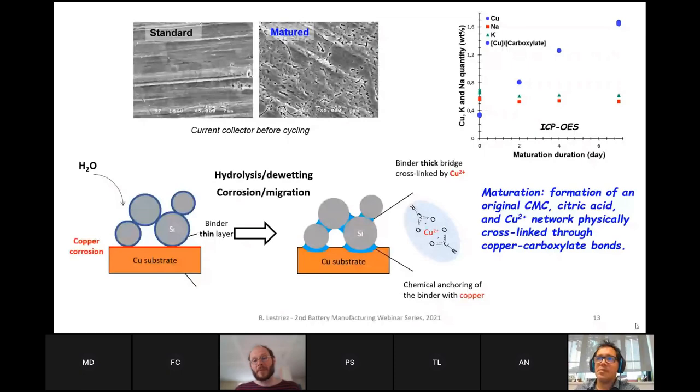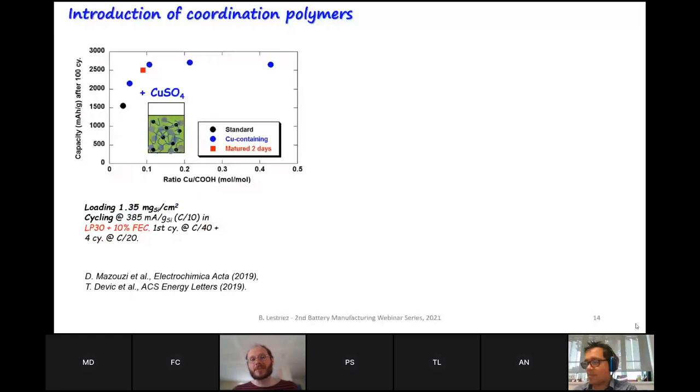Next, so we obtained evidence of this process simply by doing a simple experiment: adding some copper sulfate inside the electrode slurry and simply drying this slurry, not doing the maturation, and measuring the electrochemical performance. You have the results here on the plot. What is plotted is the capacity retained after 100 cycles as a function of the amount of copper, which is expressed as the molar ratio of copper to carboxylate.